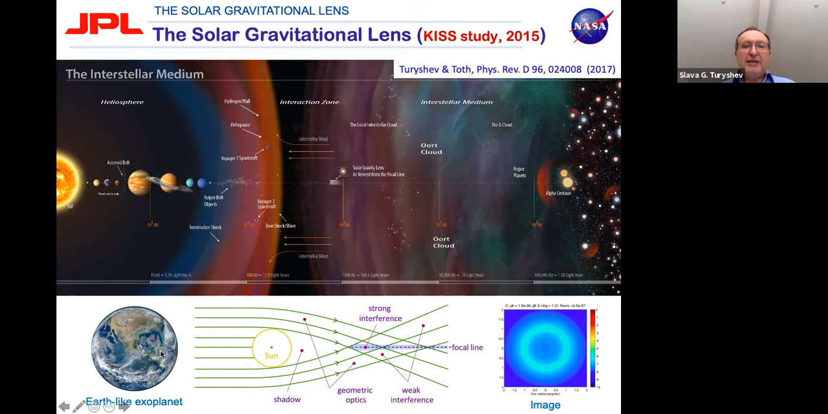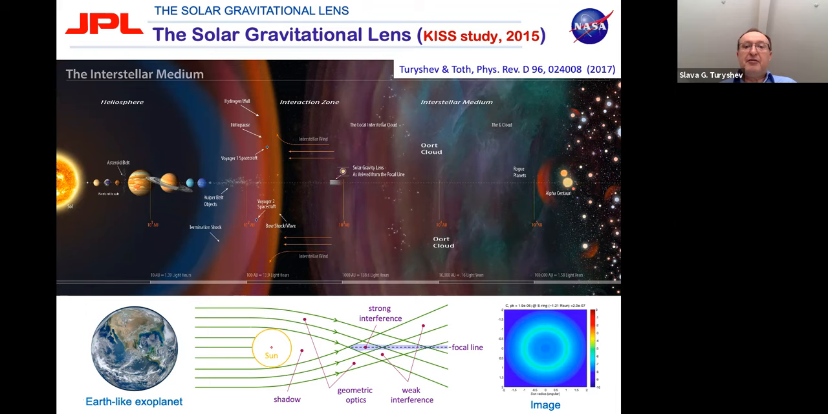If you continue with that line, so this is your optical axis, and the focal region of the SGL, where the light that is just touching the surface of the sun will be intersecting the two light rays. So this is 547 astronomical units away. And of course, being with that pencil sharp beam, you can benefit from very high light amplification.